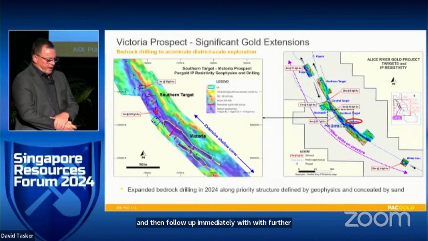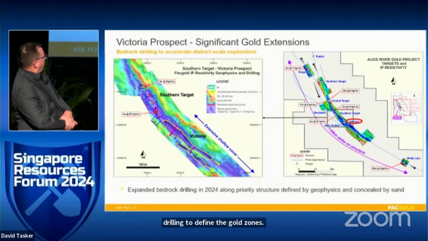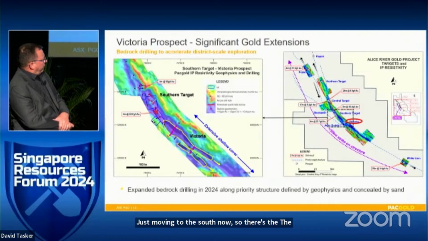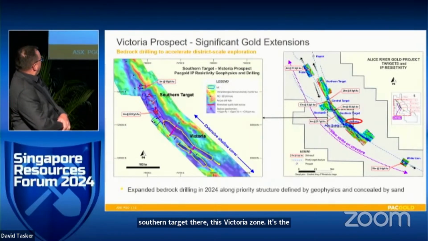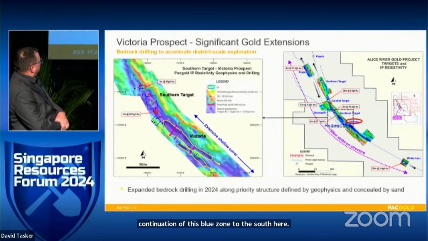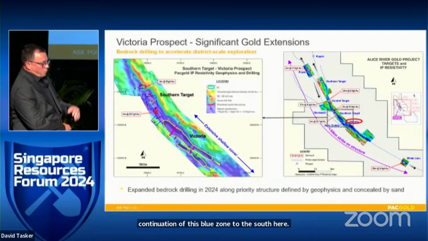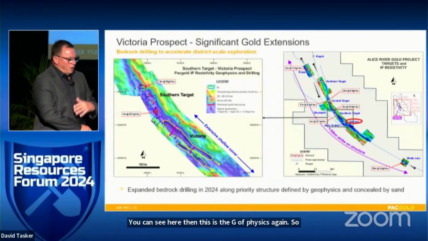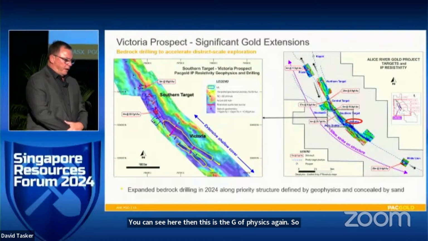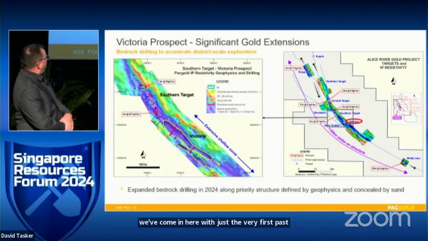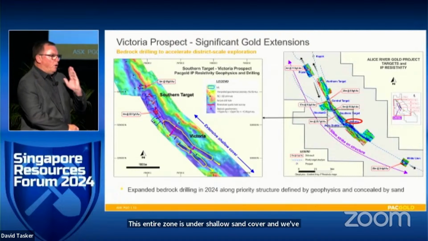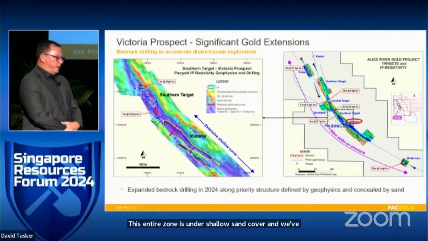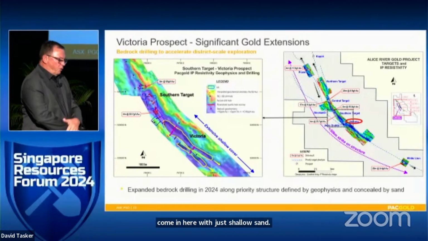Just moving to the south now, so there's the southern target there, this Victoria zone. It's the continuation of this blue zone to the south here. You can see here then that's the geophysics again. So we've come in here with just the very first pass exploration. This entire zone is under shallow sand cover, and we've come in here with just shallow orientation bedrock drilling, and we hit gold in both lines.